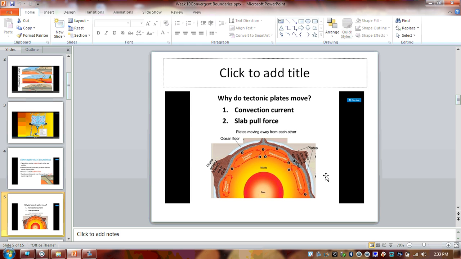So basically, why and how do tectonic plates move? The tectonic plates move because of a process called convection currents, and there is also slab pull force, but we will not be going into detail regarding this. So convection currents are the main reason as to why the plates move.